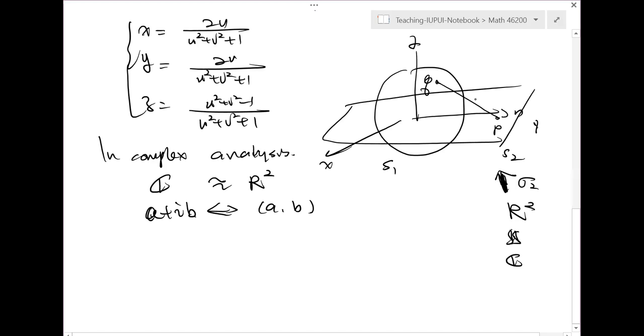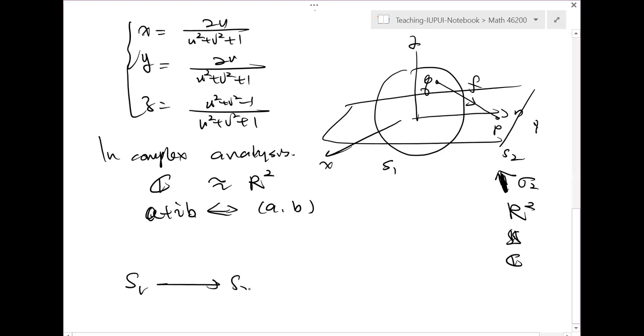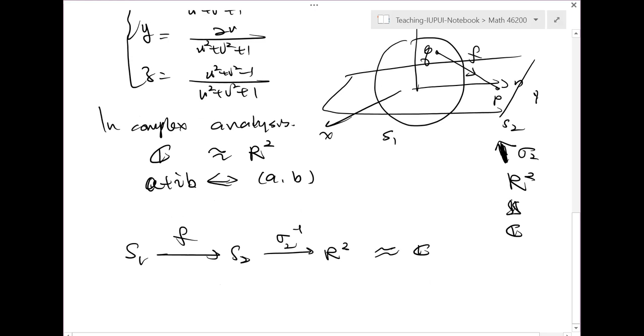So this is my map. It's on S from S1 to S2, right? So here's S1, S2, and S2 to R2, that's sigma 2, the inverse of F1. And then this is an identification, and how can I, you can call it a map.